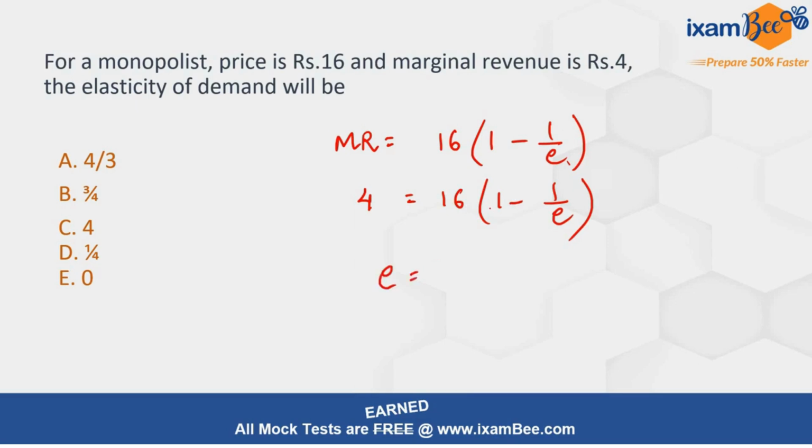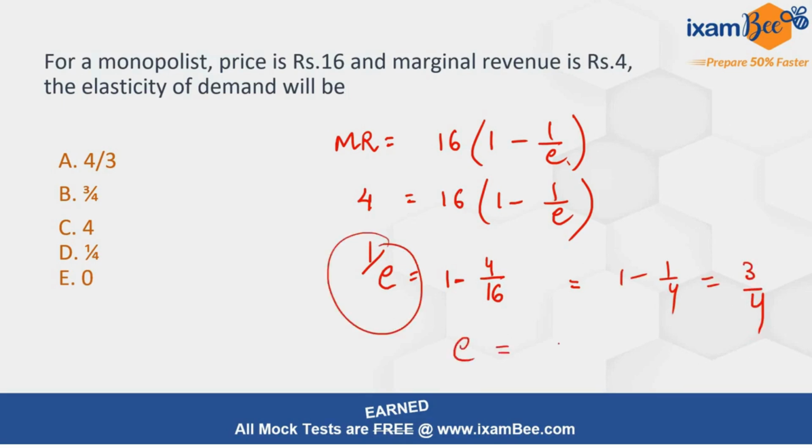Now in place of MR I can plug in 4, so 4 will be equal to 16 times 1 minus 1 upon elasticity of demand. Now you rearrange this term: 16 goes to the other side, so you have 4 by 16, and then 1 minus 1 upon elasticity of demand will be equal to 1 minus 1 by 4, which is nothing but 3 by 4. Now this is the reciprocal, so you have to take the reciprocal again. Elasticity would be 4 by 3. Hence the correct answer here is A.